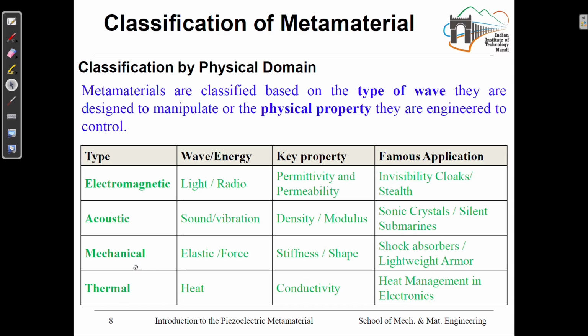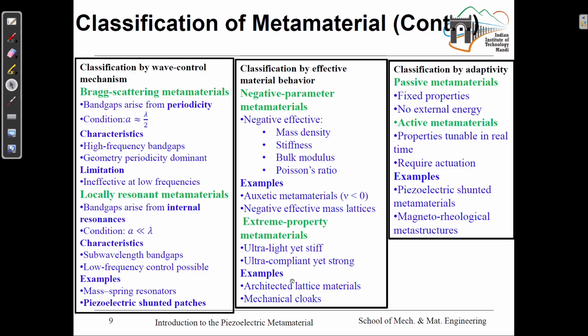In the mechanical domain, we have elastic waves, and we are interested in determining stiffness, or even other mechanical properties. Then the thermal domain: heat waves, or heat, and we are interested, for example, in conductivity and so on. So that is only one way of classification of metamaterials. We have other bases as well.